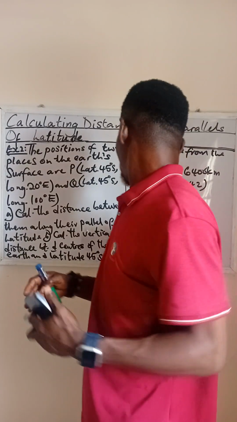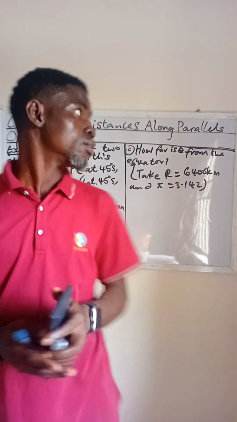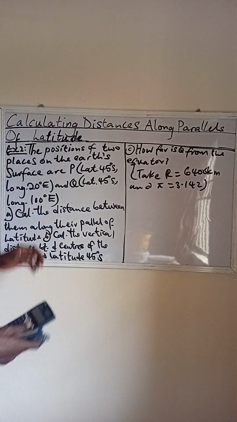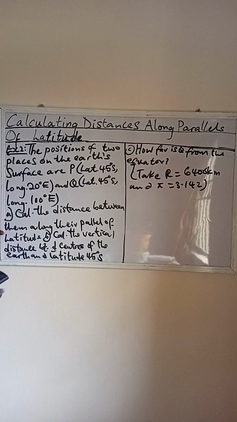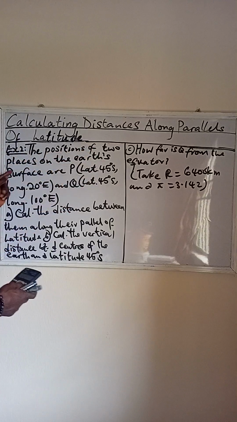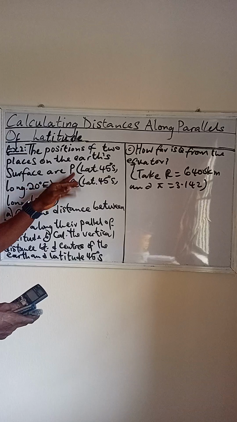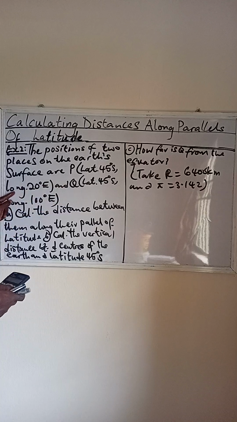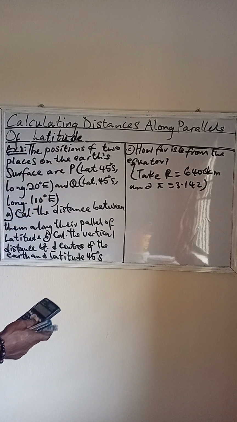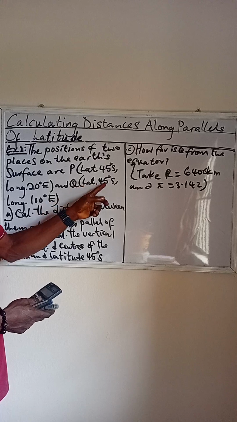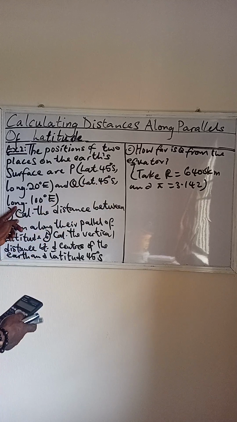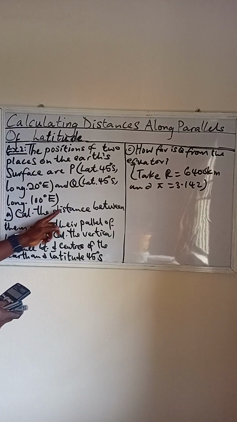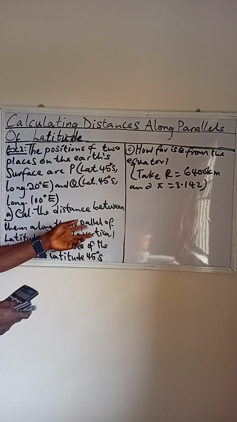Let's take another example under calculating distances along parallels of latitude. So this is another example, which is example 2. Now, the positions of two places on the Earth's surface are P, latitude 45 degrees south, longitude 20 degrees east, that is point P, and Q, latitude 45 degrees south, and longitude 100 degrees east.